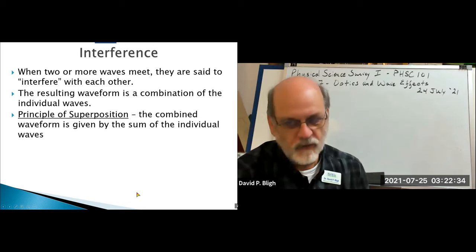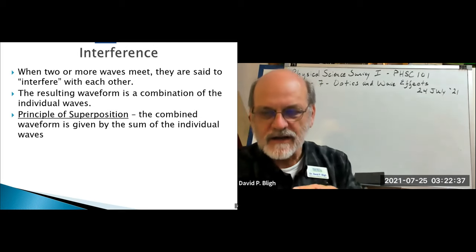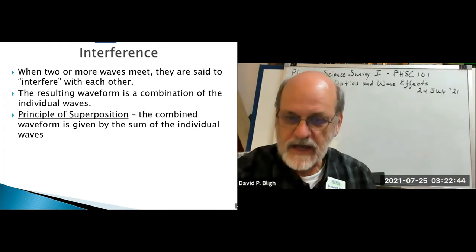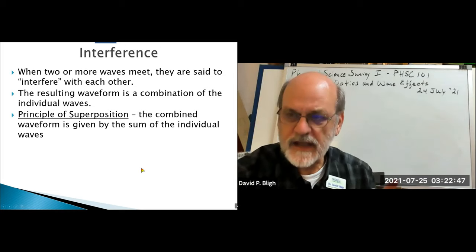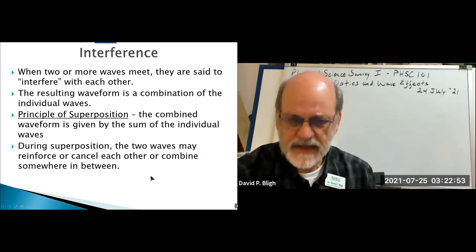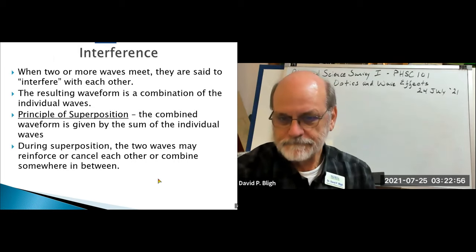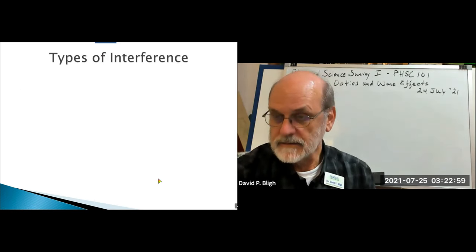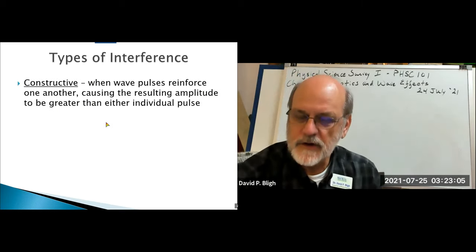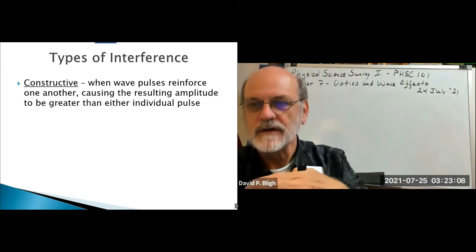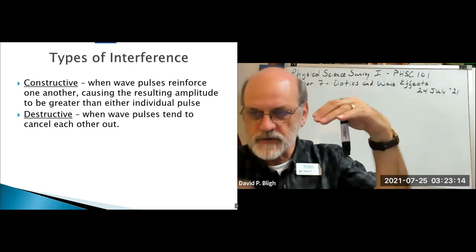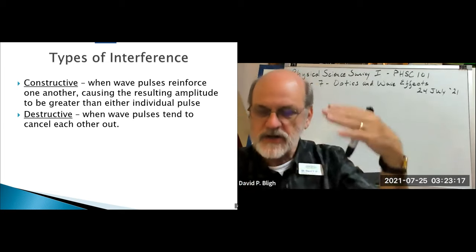And this happens for any type of wave. When two waves interact, they superimpose, they superpose upon one another. They combine their waveforms into a single waveform. They can either reinforce or cancel completely, or they can be anything in between. Right? So constructive interference is where two peaks match and you get an increase in signal. Destructive is where you match a crest with a trough and they cancel one another out. And then there are gradations in between.